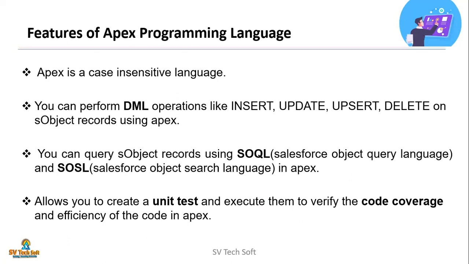You query on an object only. Then SOSL, one more concept Salesforce introduced. Salesforce Object Search Language is called SOSL. Its main purpose is to find particular text data. For example, if you search for a text, how many records exist with that text? All the matching records you will get.